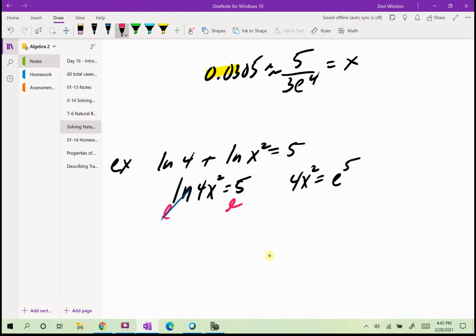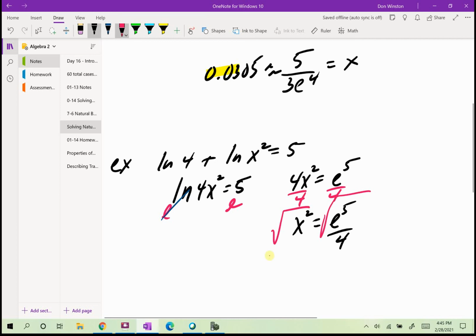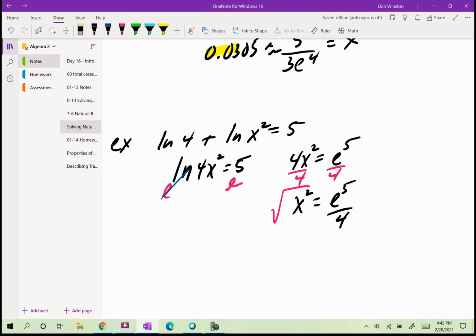That leaves me with 4x squared equals e raised to the 5th. Then I'll divide by 4, and that gives me x squared equals e raised to the 5th divided by 4. Then I'll take the square root of both sides. So x equals plus or minus the square root of e to the 5th over 4, which equals the square root of e to the 5th over 2. The square root of 4 is 2.